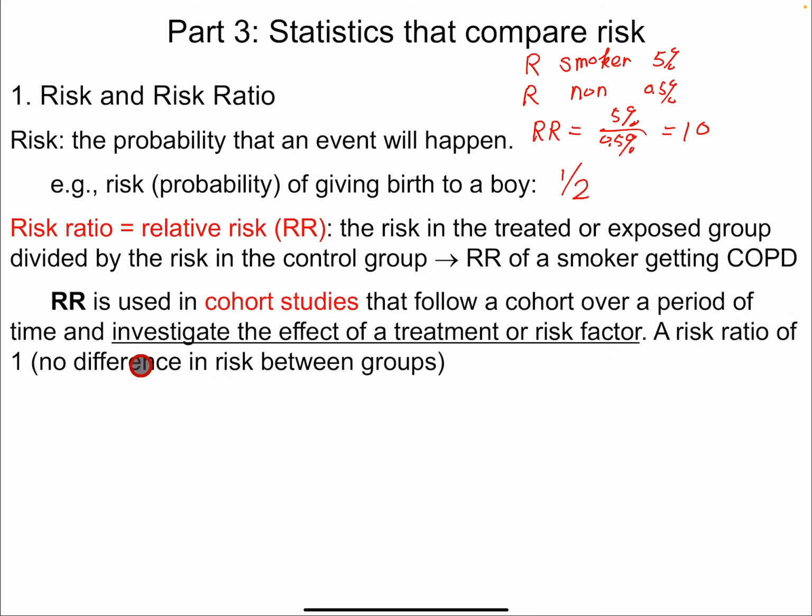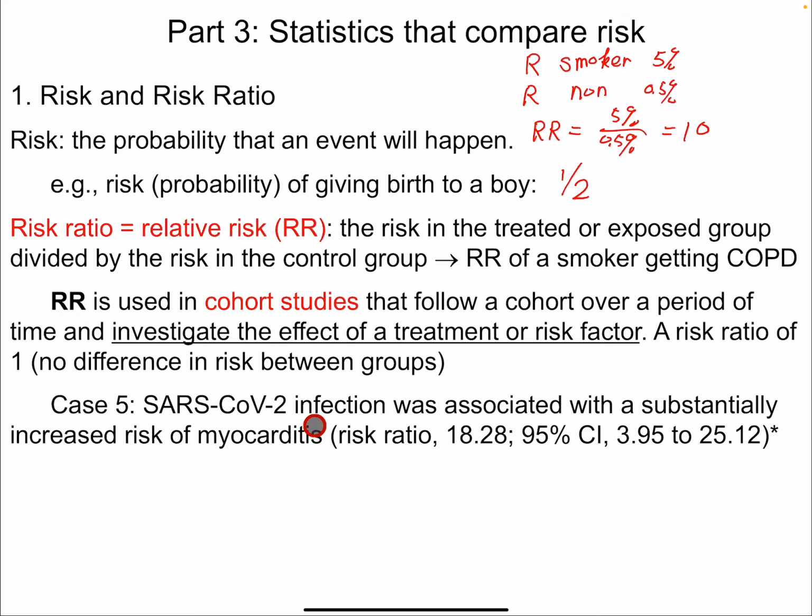Risk ratio is often used in cohort studies. As a clinician, it is important to correctly interpret the results of risk ratio. For example, COVID-19 infection was associated with an increased risk of myocarditis. This is the risk ratio. This is 95% confidence interval. The confidence interval does not overlap with 1, indicating the risk ratio is significant.